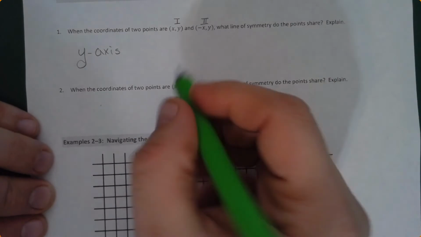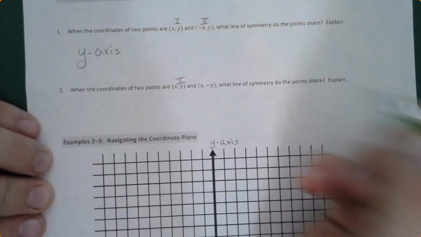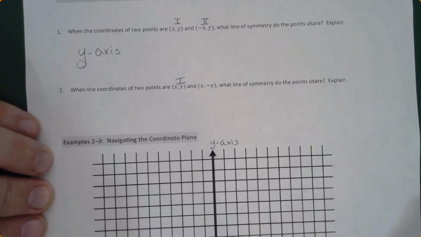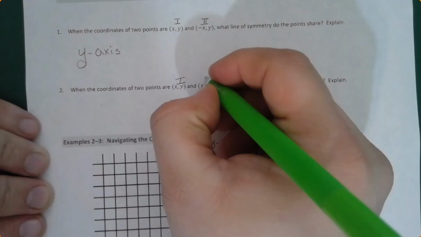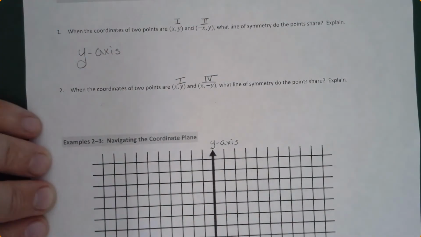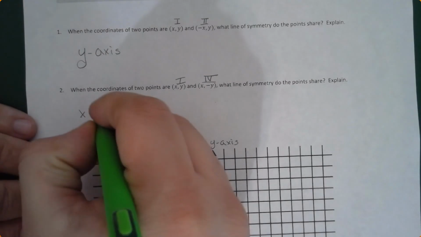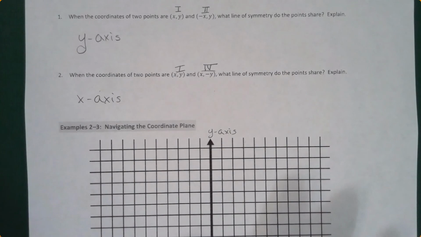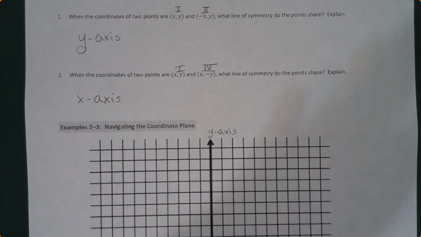(x, y) again is quadrant 1. Then (x, -y). So we're still on a positive x value, but now we're going into a negative y value. That sounds like quadrant 4 to me. So what line of symmetry do the points share? Correct, it's going to be the x-axis this time. We know it's the x-axis because in order for a point in quadrant 1 and quadrant 4 to sit on top of each other, we have to fold across the x-axis for a perfect line of symmetry to exist.